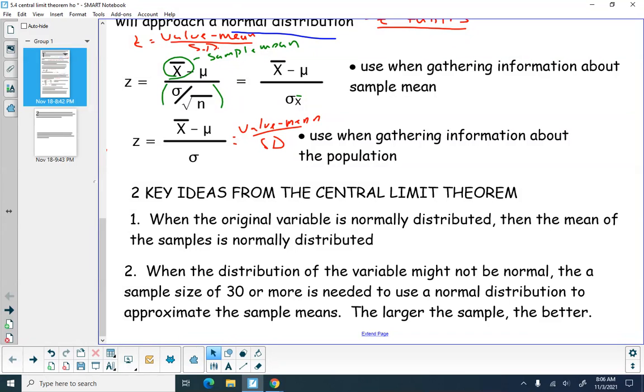We will still be calculating a z-value. What you have to distinguish between is: am I dealing with a single value from the population, or am I dealing with a set of sample means? If I'm dealing with a single value from the sample or from my population, I go back to what we've just done. When I'm talking about a set of sample means, my z-value is calculated by sigma divided by square root of n.